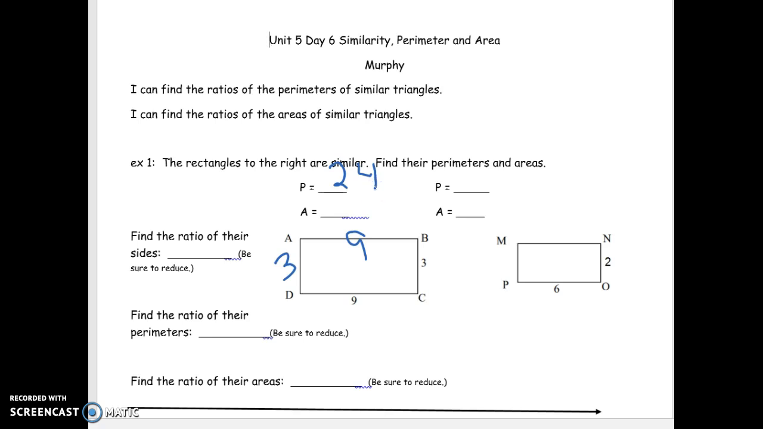While we're at it, we're going to look for the area. If you remember, the area is just length times width, or base times height. So 3 times 9 would give me a 27.